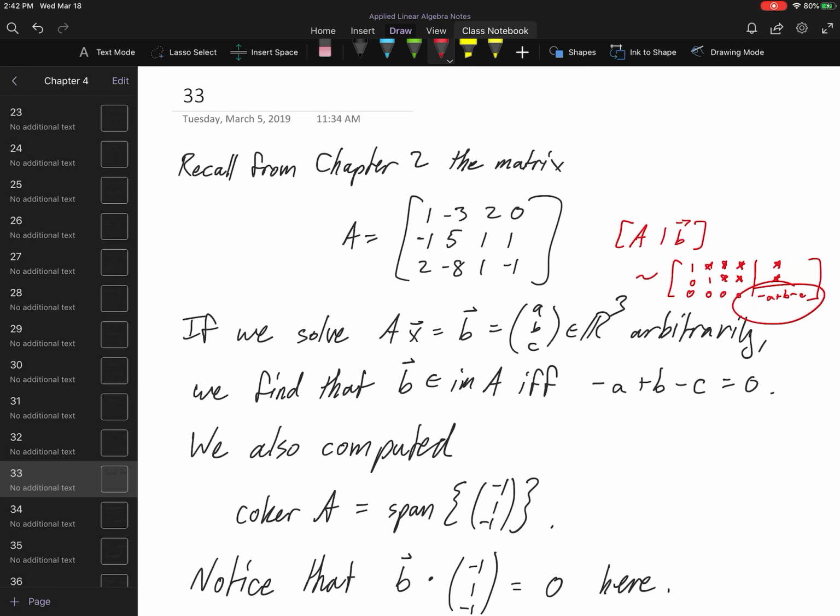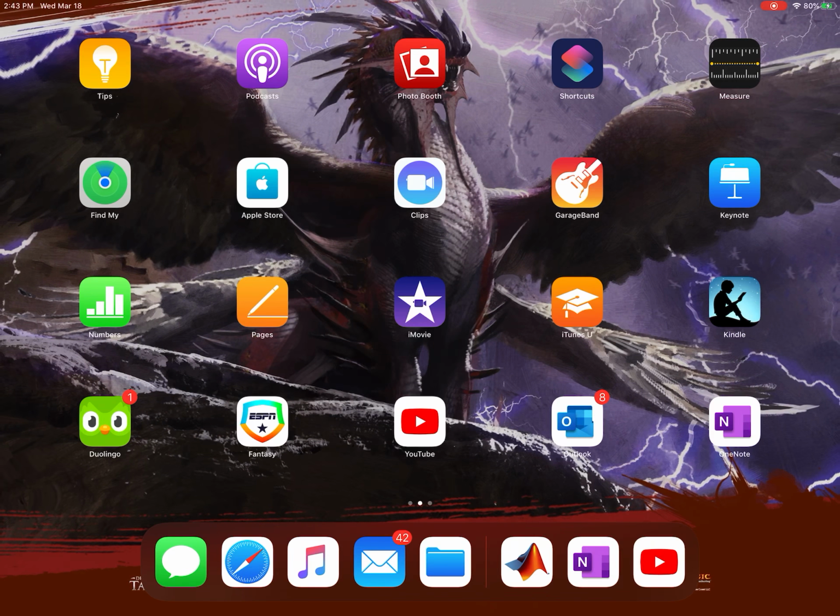And in order for this system Ax = b to have a solution, we need to zero out that final component. That minus a plus b minus c has to be 0. And this is exactly the condition that we are looking for, that b, if it's given as the vector (a, b, c), this vector is in the image of A, right? Ax = b has a solution if and only if we can zero out that last entry and make the row-reduced matrix consistent, or make the system consistent.